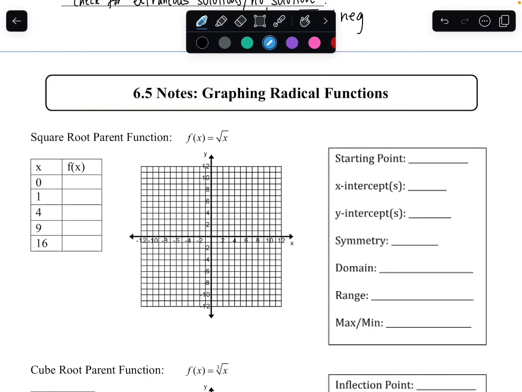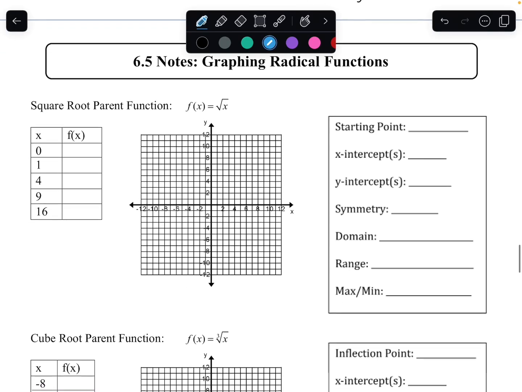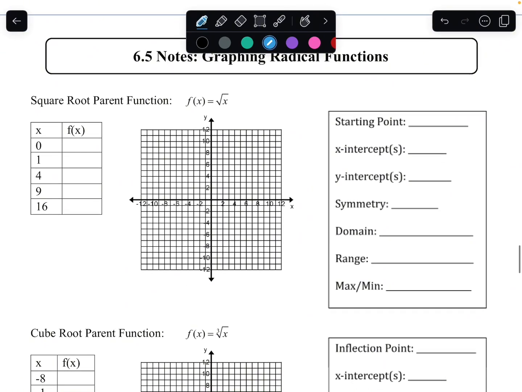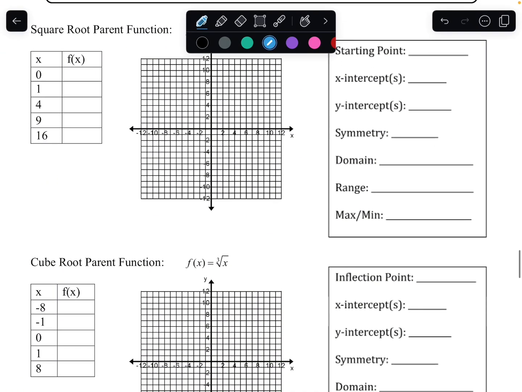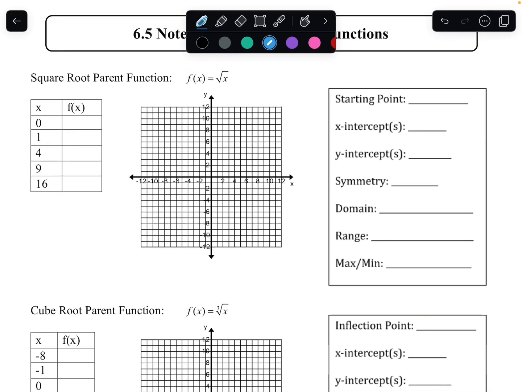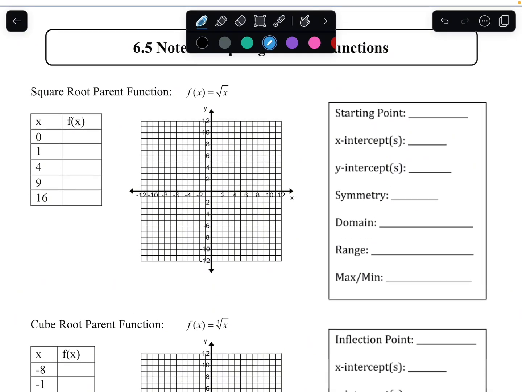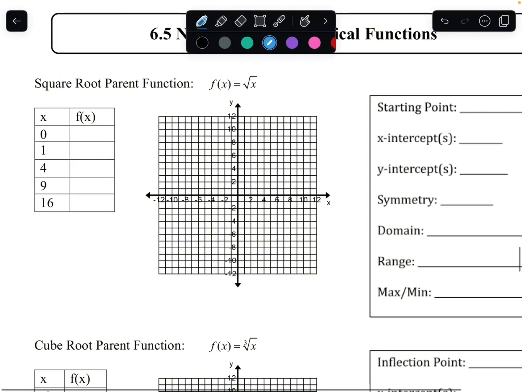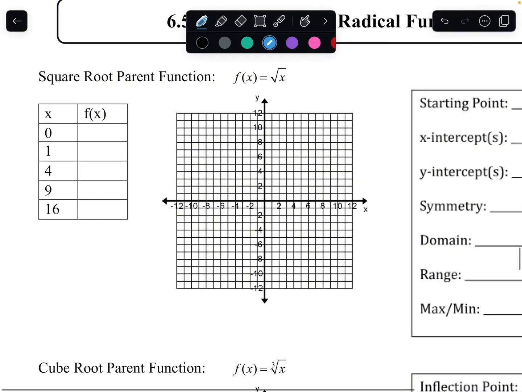All right, in this lesson, we're going to be graphing radical functions, which includes our square root function and cube root functions. And so for square root, let's look at the parent function, which is just f of x equals square root of x. And so to get some good points to graph, we can just plug in different x values. Probably want to pick perfect squares to get whole numbers.